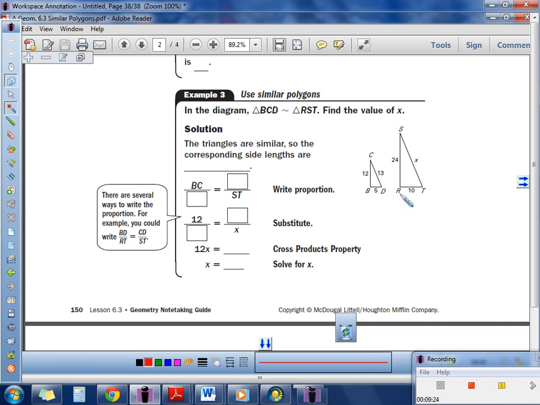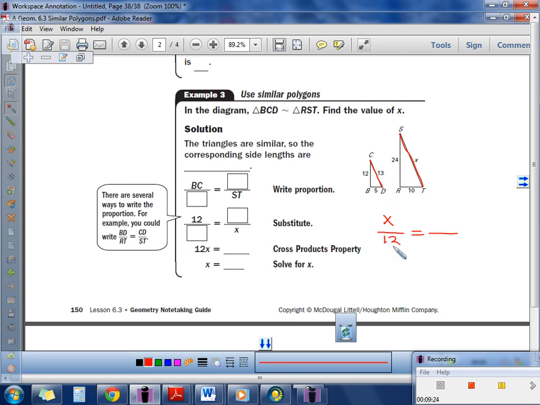First off, X is over here. I'm going to need a proportion for this. So that's two fractions. And I'm going to start off with X. I'm going to put X right here. I always start with what I want to solve for. And X corresponds to what on the other picture?